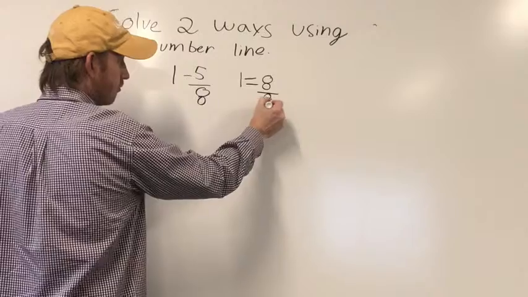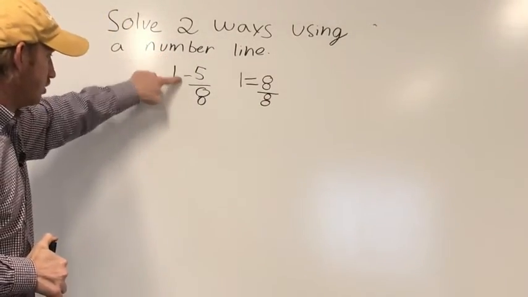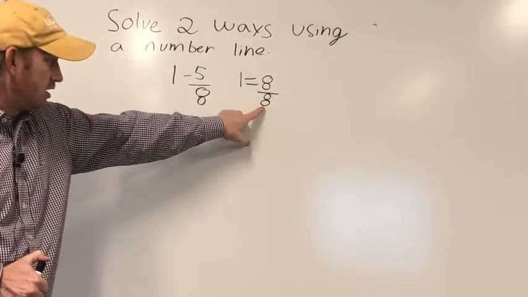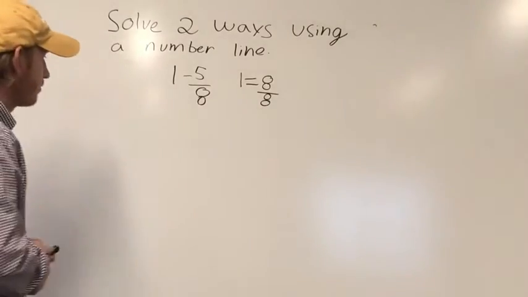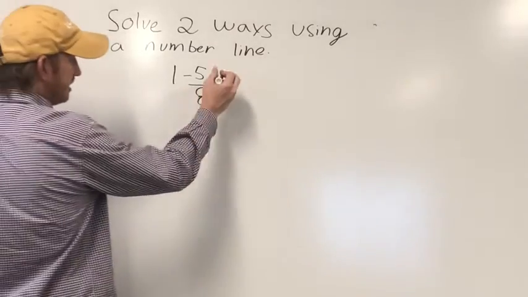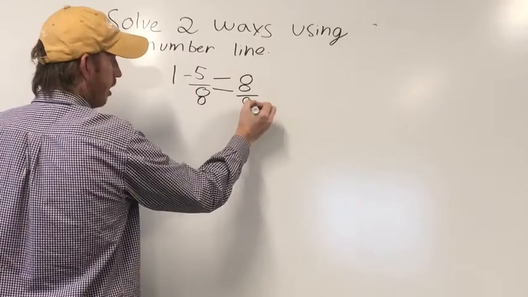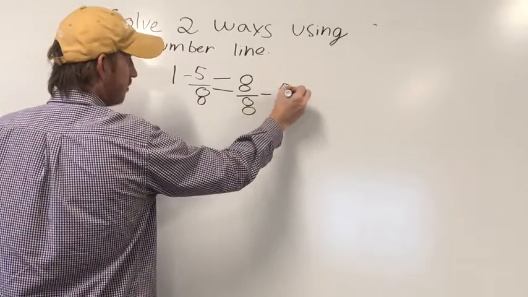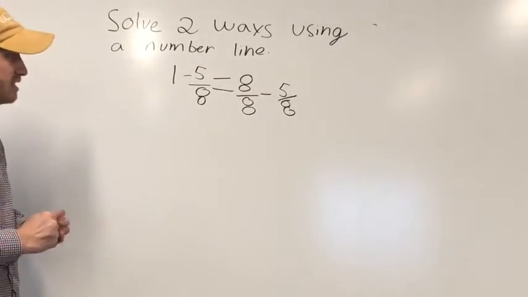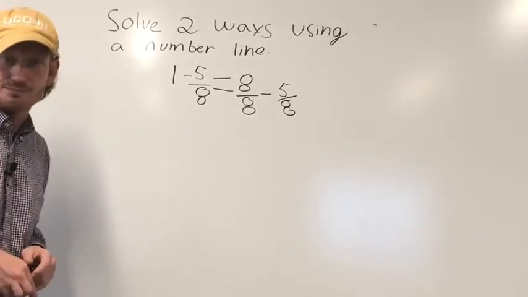8/8. Remember, we're saying we have one whole, and a whole would be 8 parts filled in over 8. So now that we know that, we can convert this and we can say that we have 8/8 minus 5/8. And already we've made this problem a lot easier just by converting it into like units.